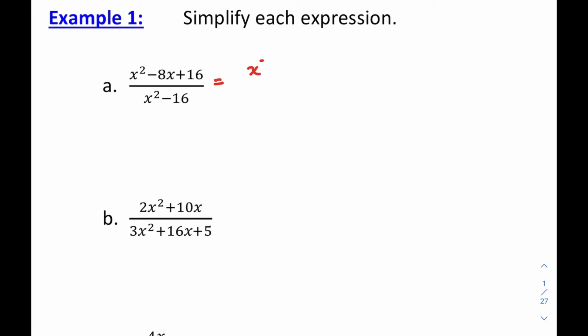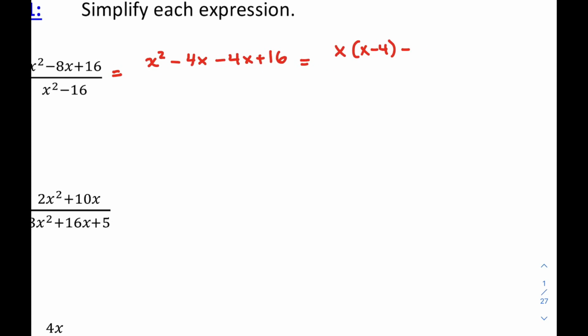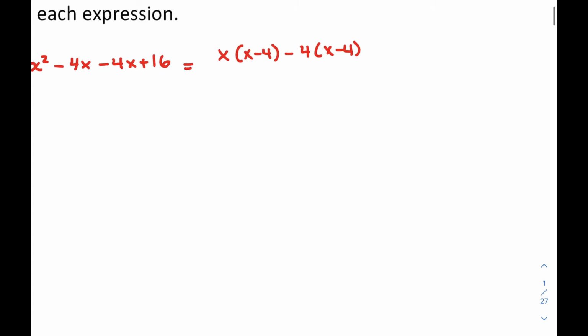So on top, I'm looking for two numbers that multiply to 16 and add up to -8. So I'm going to use -4 and -4 to rewrite my 8x in the middle. And then I could factor an x out of my first 2 terms and a -4 out of my second 2 terms, which means that's going to factor into x minus 4 times x minus 4 on top.